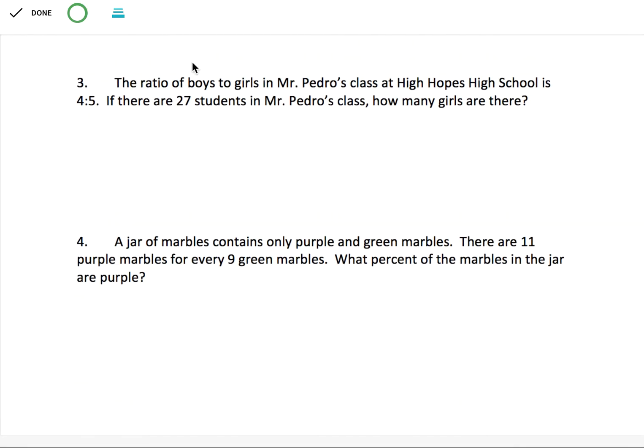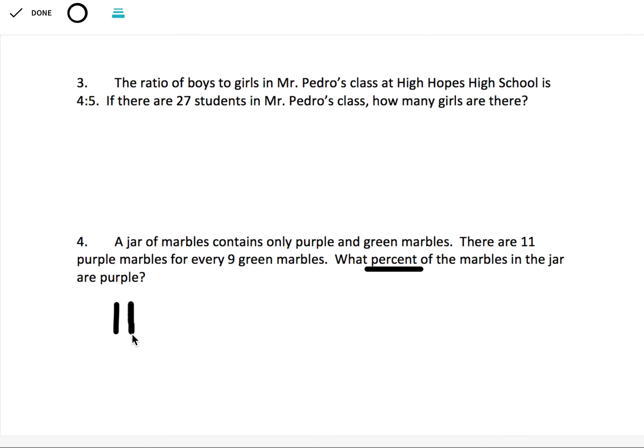Okay, we're going to look at this number 4 to show how you can solve proportion problems when it asks for percent. A jar of marbles contains only purple and green marbles. There are 11 purple for every 9 green.